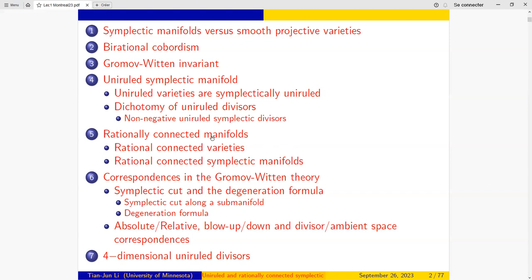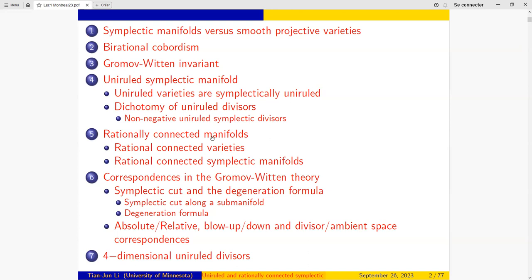I want to start with just a quick overview comparing these two categories, the symplectic category and the projective category. And I introduce rational equivalence in symplectic geometry, defining it using the notion of homomorphism, and I'm going to review quickly the Gromov-Witten theory.